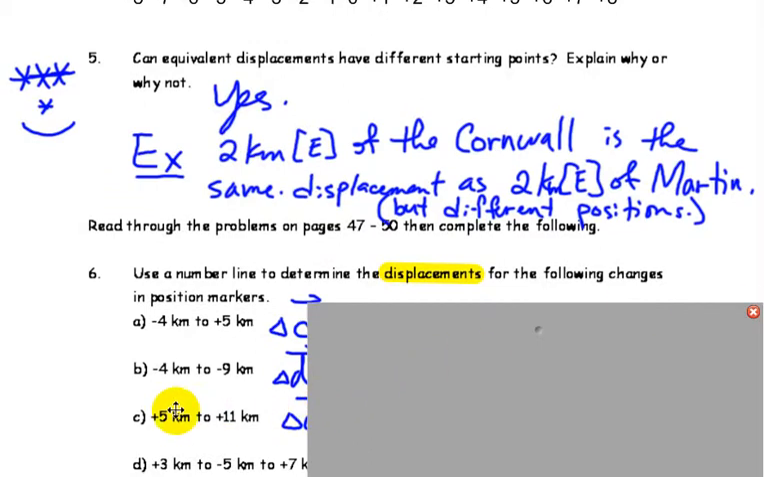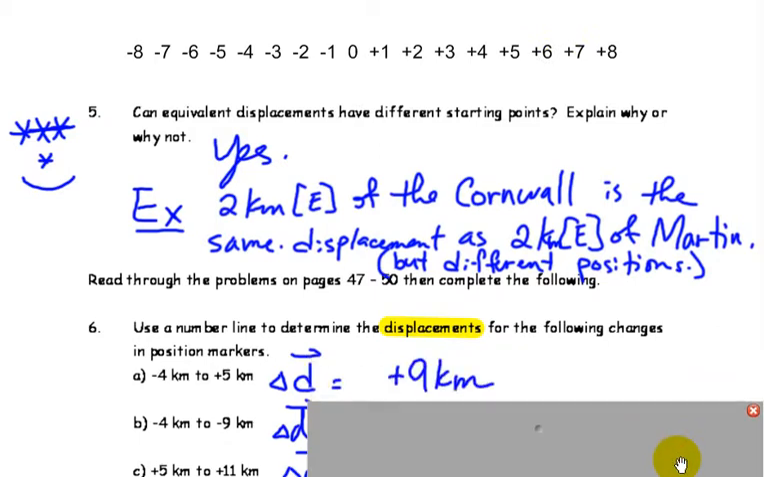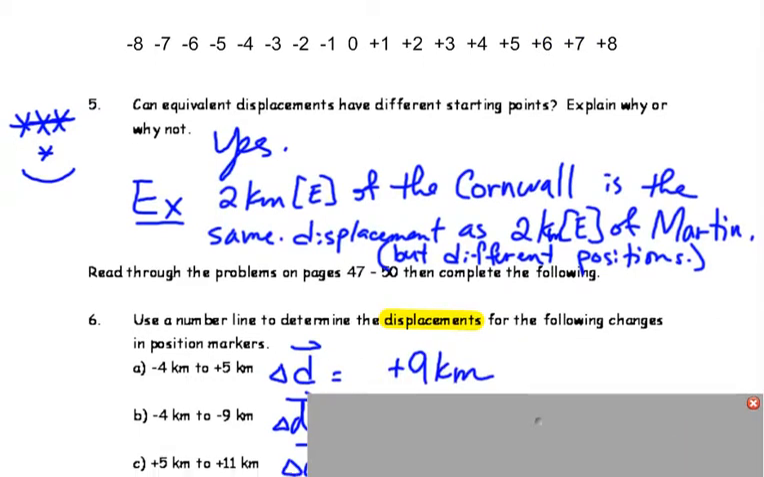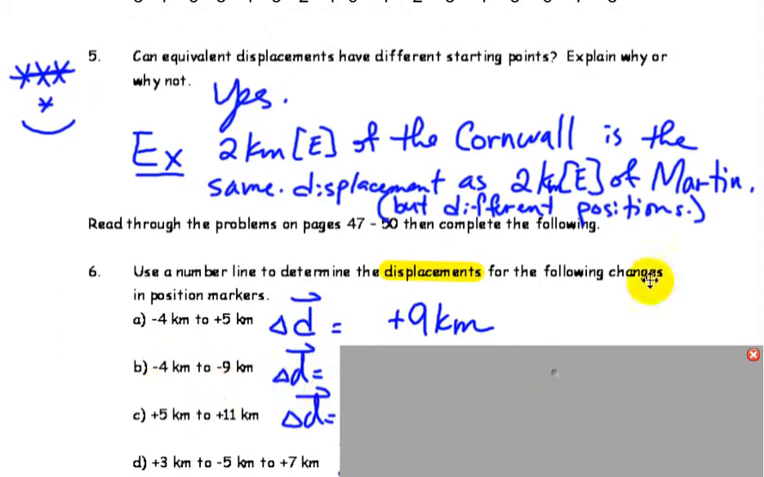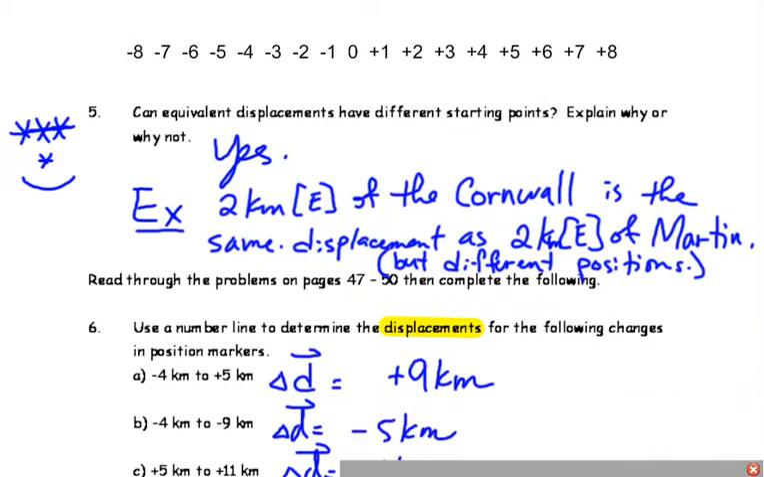Okay, so number 6 deals with having 2 positions here and looking for what is the displacement. So the change in displacement. A position of -4 to a position of +5, what's the displacement? So if you look at the number line, starting at -4, going to +5, 1, 2, 3, 4, 5, 6, 7, 8, 9. So it should be +9. Going from a -4 to a -9, 1, 2, 3, 4, 5, and we're going in the negative position, so of course -5.